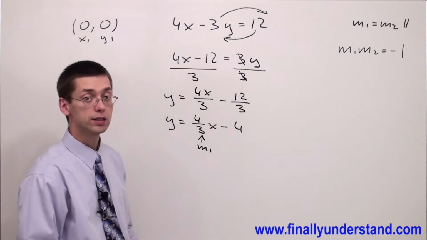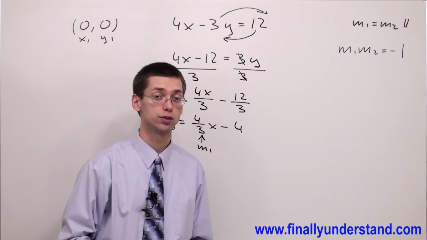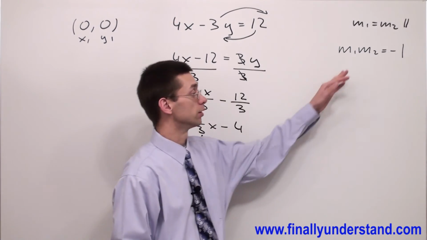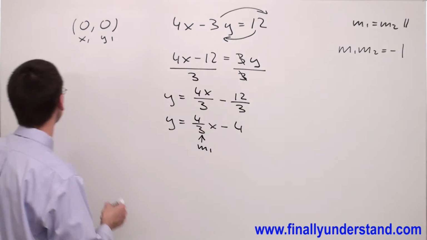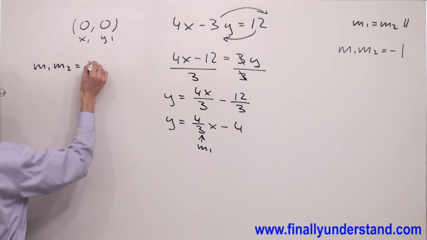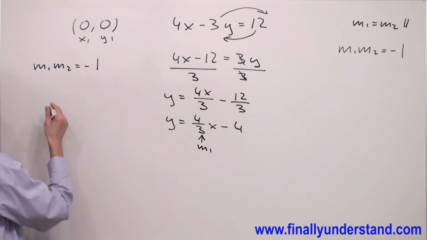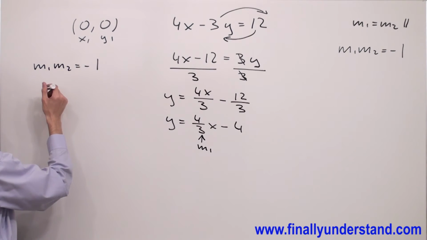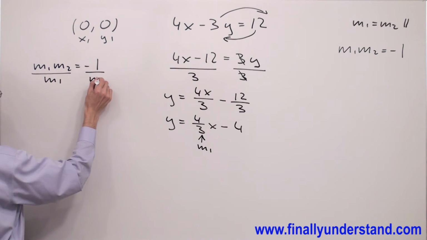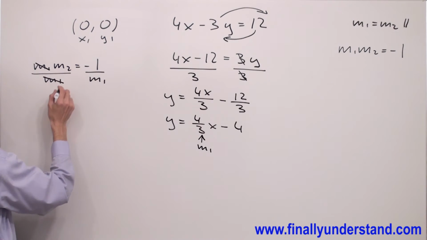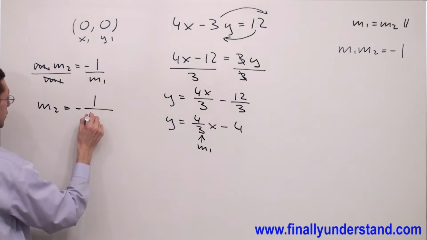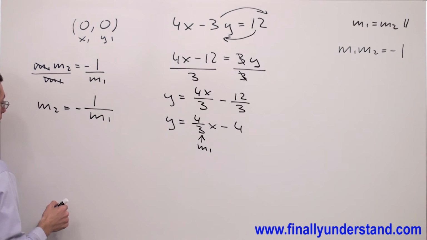m1. We said we're supposed to find the line which is perpendicular to this line. So we're supposed to use this formula, and I'm going to write this down over here. m1 times m2 is equal to negative 1. We have to find m2. In order to find m2, I'm supposed to divide both sides of this formula by m1. m1 and m1 will cancel out, and I have m2 equals negative 1 over m1.